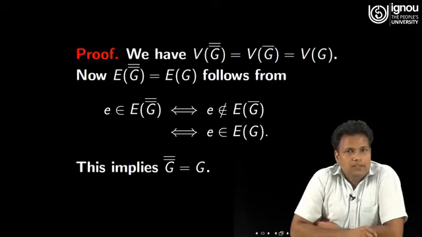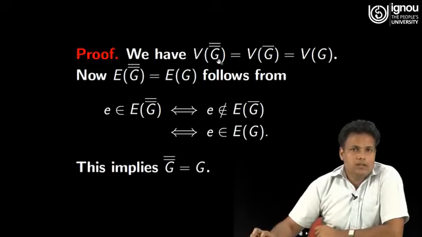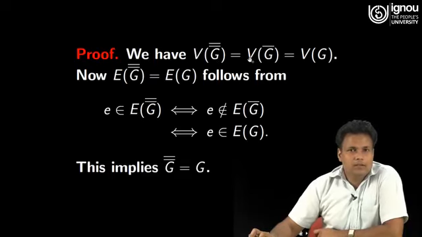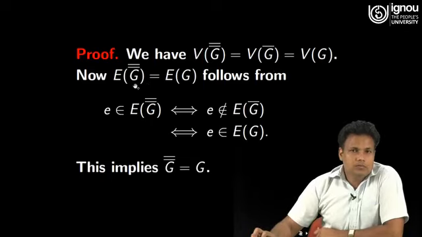So, the first thing is the vertex set of G double bar is the same as the vertex set of G bar, which is the same as the vertex set of G. Now, we have to show that the edge set of G double bar is equal to the edge set of G.